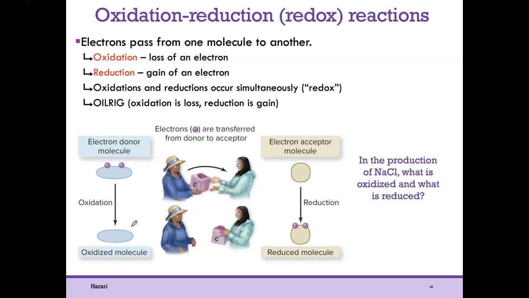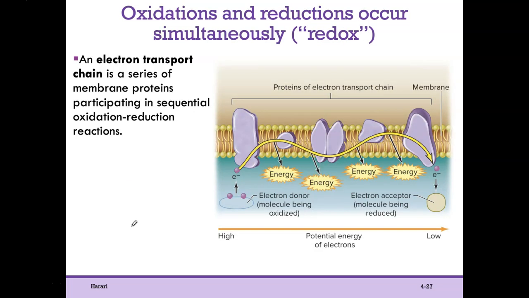So in the production of NaCl, what is oxidized and what is reduced? If you remember, sodium had to lose an electron, so that was oxidized, and then chlorine gained an electron, so chlorine was reduced.